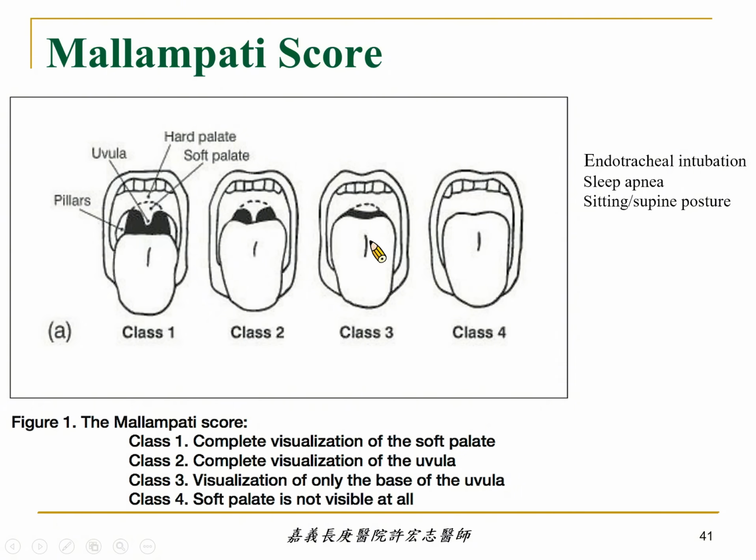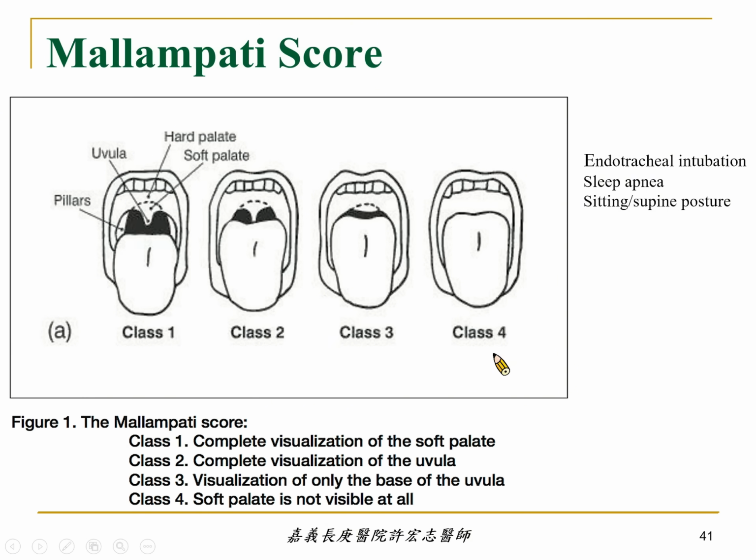Okay, so if you are in class 3 or class 4, the soft palate is not visible at all. In class 3 you can see only the base of the uvula. If you are in class 3 or class 4, it means that you are not suitable for intubation, which also means that you might have some problem of obstructive sleep apnea during sleep.